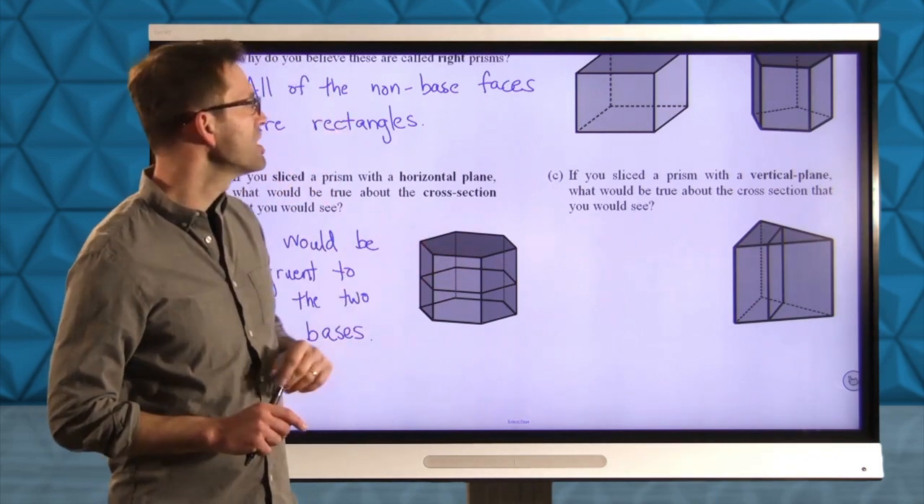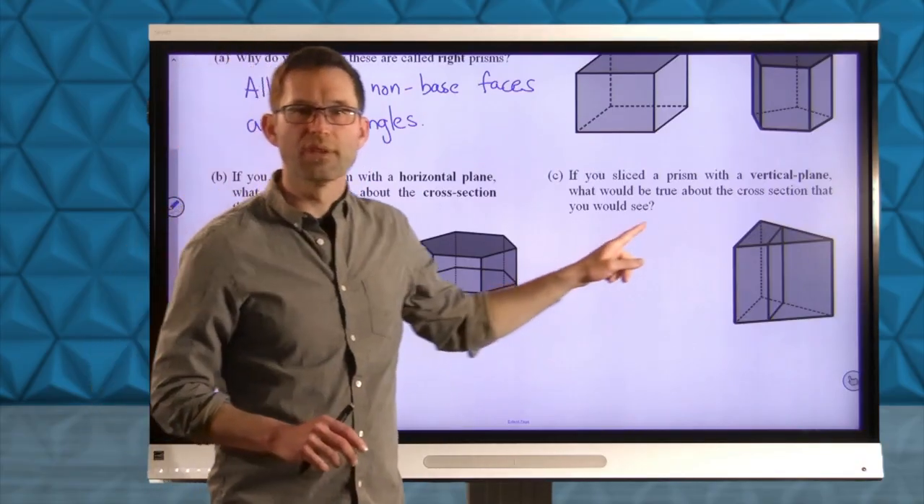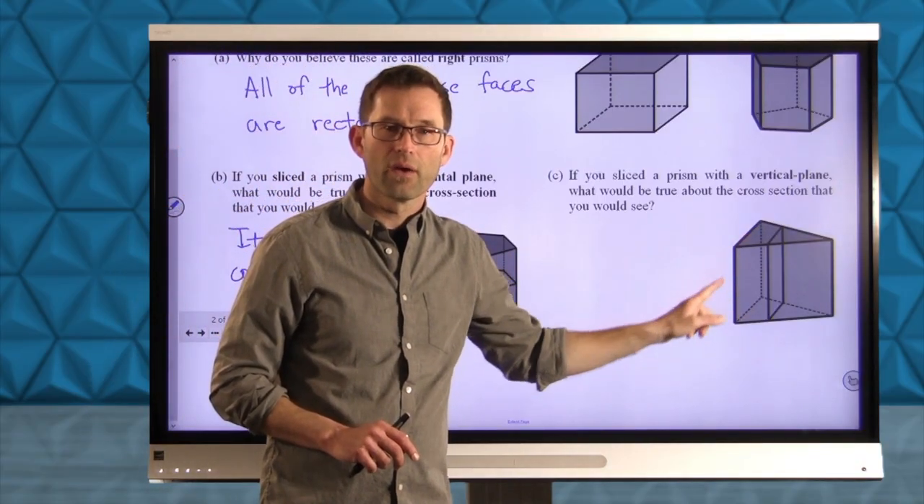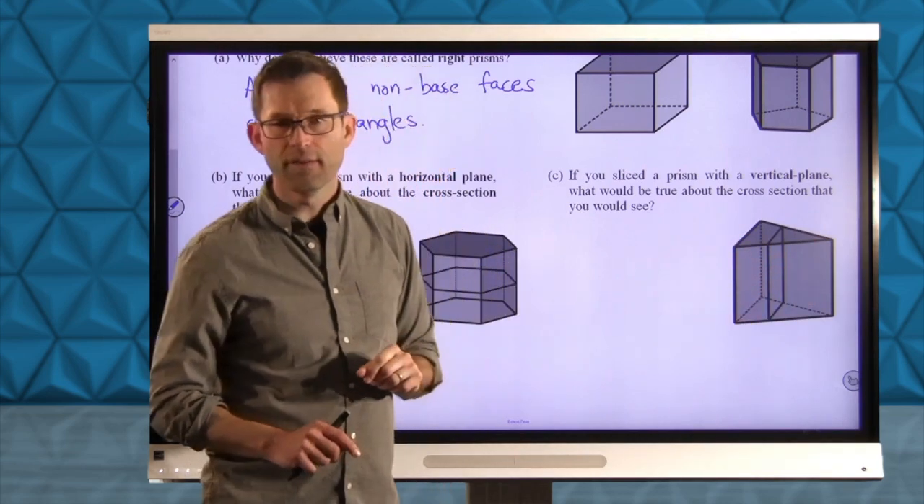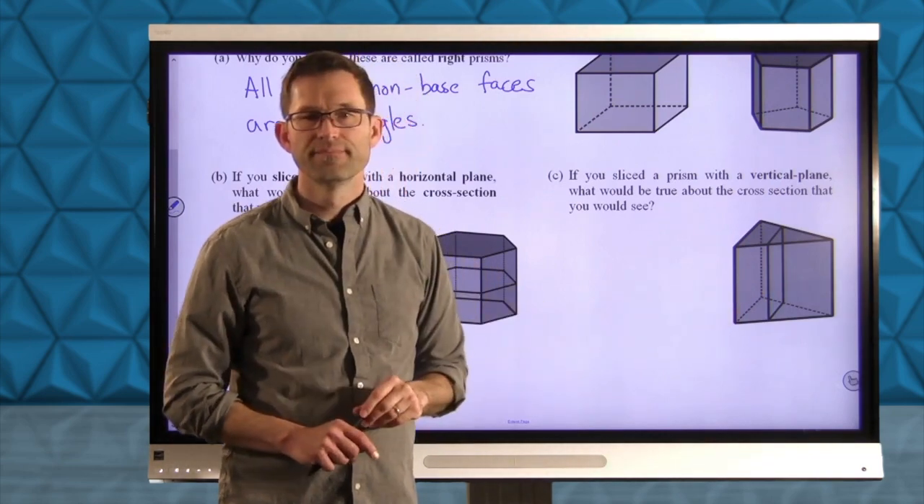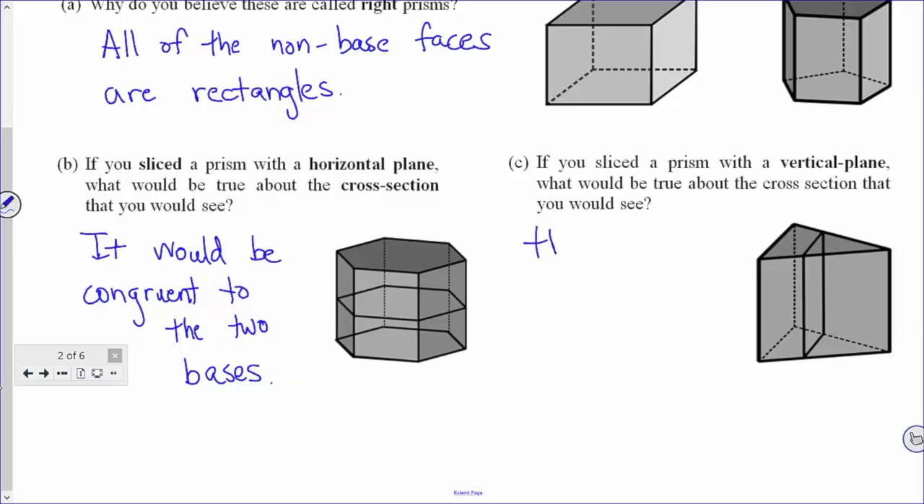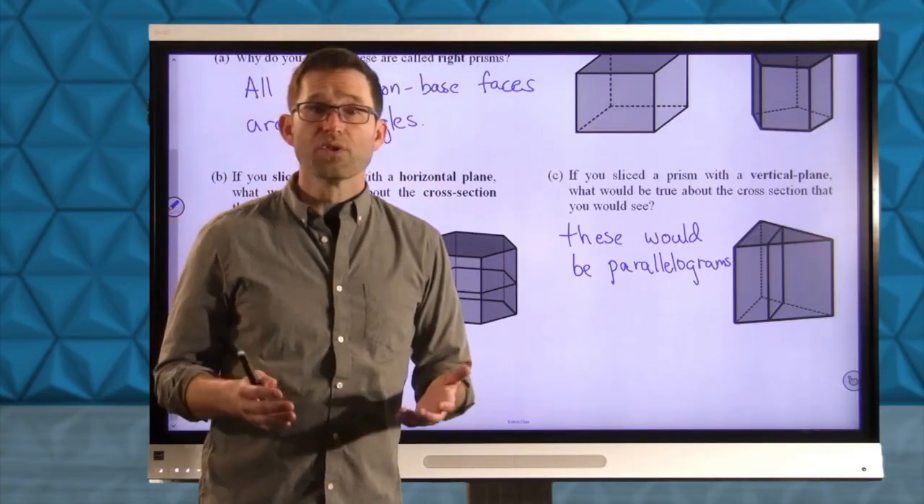On the other hand, letter C: if you sliced a prism with a vertical plane, what would be true about the cross section that you would see? Here we've got a nice prism. It's got a triangle here and an identical triangle down there, and again all those vertices are being connected. What would be true about these cross sections? They would be parallelograms. In the case of right prisms, they would also be rectangles.